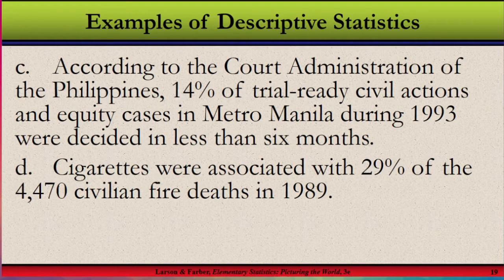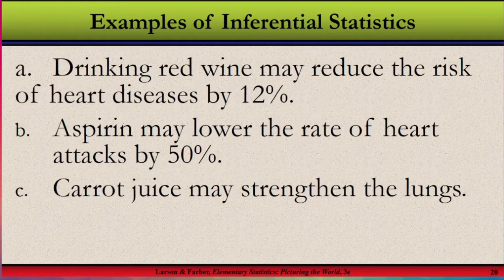Okay, so naintindihan na yung descriptive statistics. Next tayo, inferential statistics naman. Number 1 example is drinking red wine may reduce the risk of heart disease by 12%. Dito pa lang masasabi na natin na inferential kasi nag-draw agad siya ng conclusion without evidence. Drinking red wine may reduce the risk of heart disease by 12%.